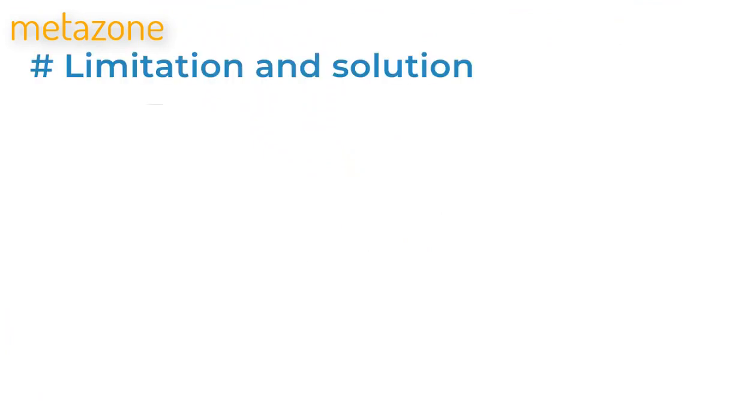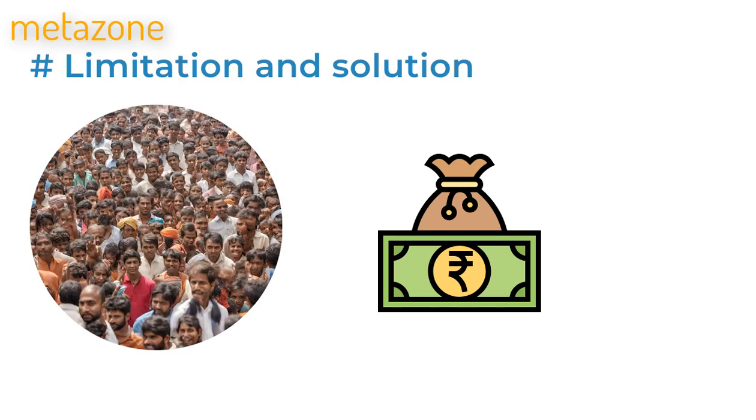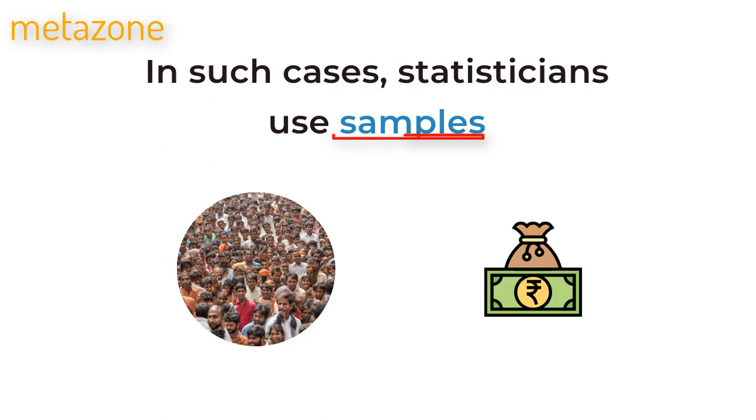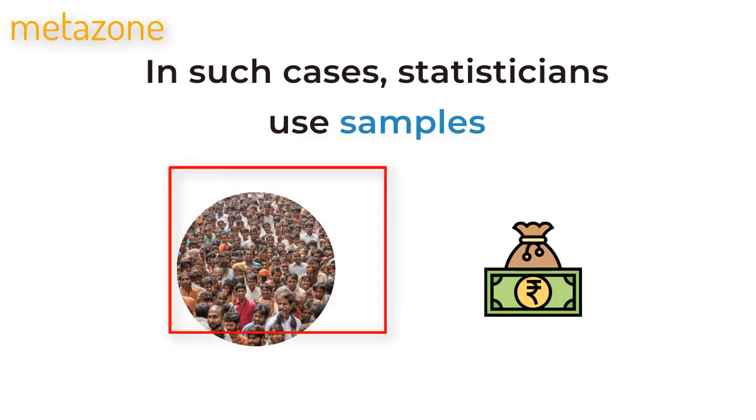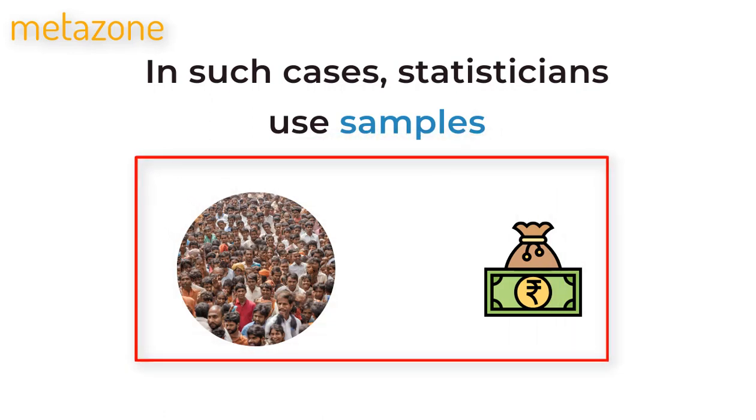Limitation and solution. Some scenarios it becomes impractical or too costly to collect data from every single member of a population. In such cases, statisticians use samples to make inferences about the population. What is a sample? We will study it in the next video. In practice, due to the difficulty and expense of collecting data on entire populations, statisticians often work with samples from populations to make predictions or draw conclusions about the population as a whole.